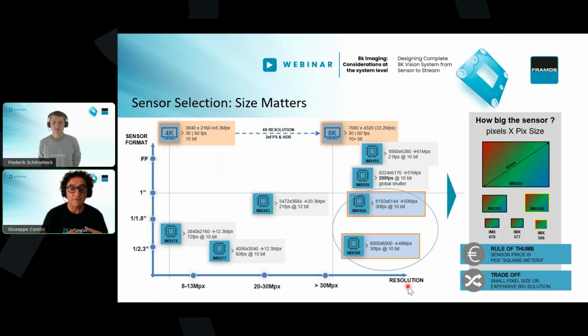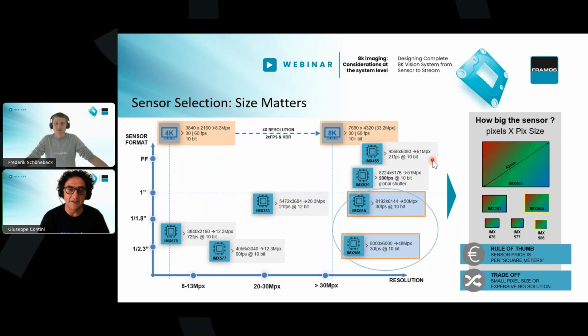Of course, because you have so many pixels, the sensor size grows in dimension. And so these are the typical DSLR cameras where you have a full frame format or over 1 inch format. So it means quite a big sensor, which also means a lot of money, because I like this rule of thumb: the sensor price is per square meter, like a house that you can buy in Rome, in Munich, or in Tokyo. So here you have an IMX 455.